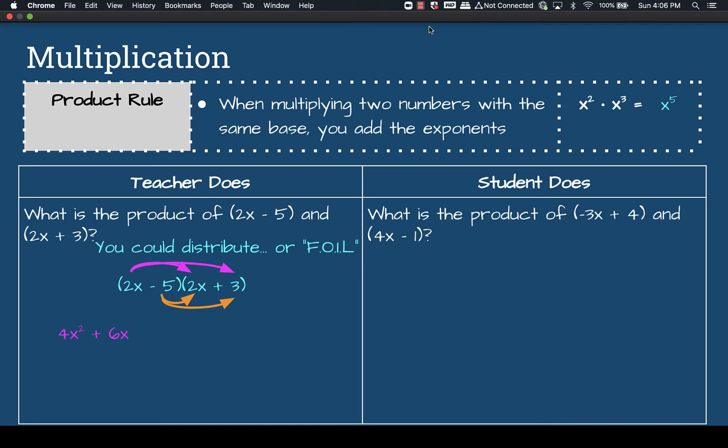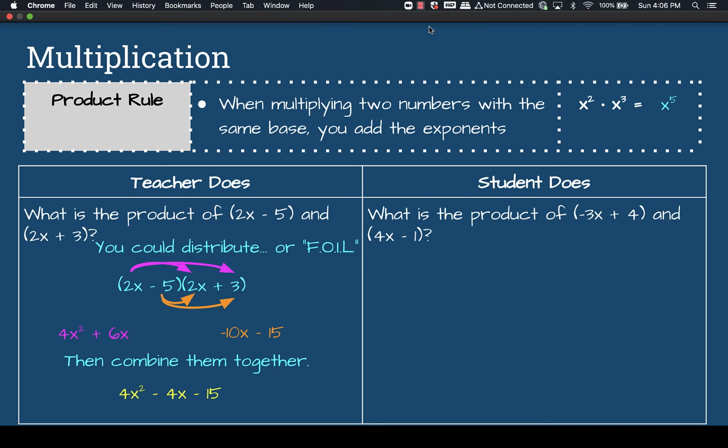It also has to get multiplied to everything in the second. So you would end up with minus 10x and minus 15. You'd have to put them all together, and you would end up with 4x to the second minus 4x minus 15. In the middle there, that minus 4x comes from combining the plus 6x with the minus 10x.